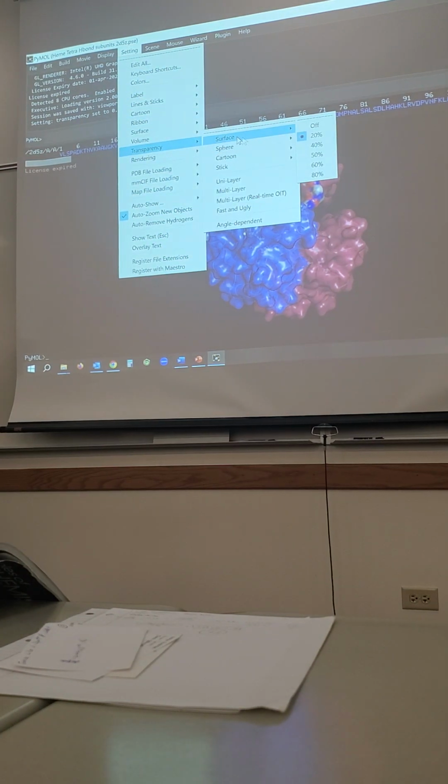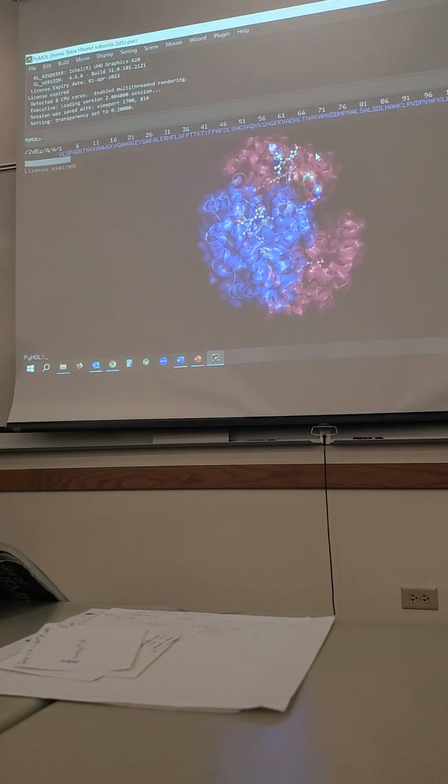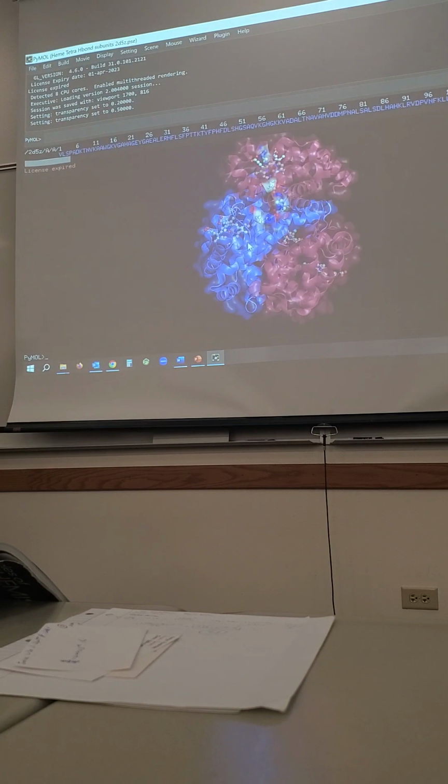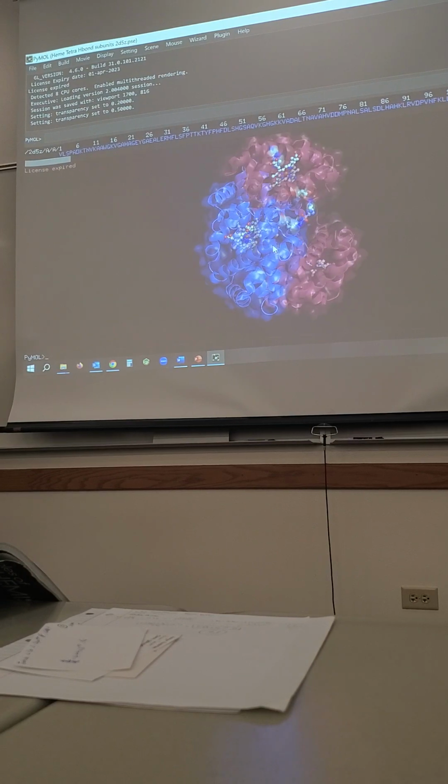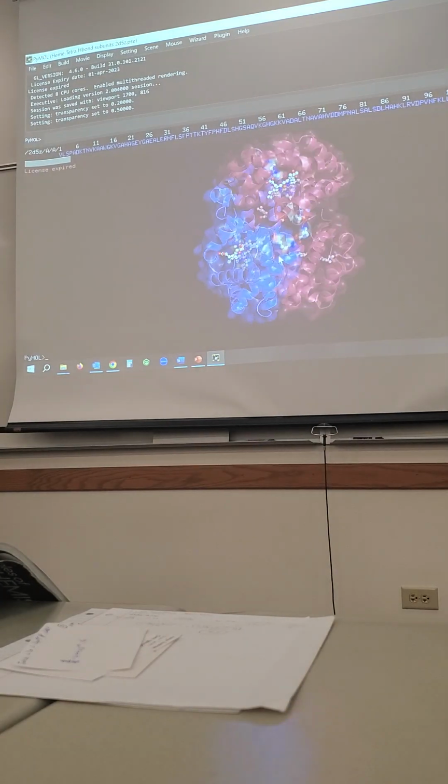Transparency, go to surface, and let's go ahead and make it about 50%. So now you can see that we don't see the surface quite as well, but it's still just a ghost of a structure there. All right, get a feel for what it is. Now what I'd like to do is point out a few things today.